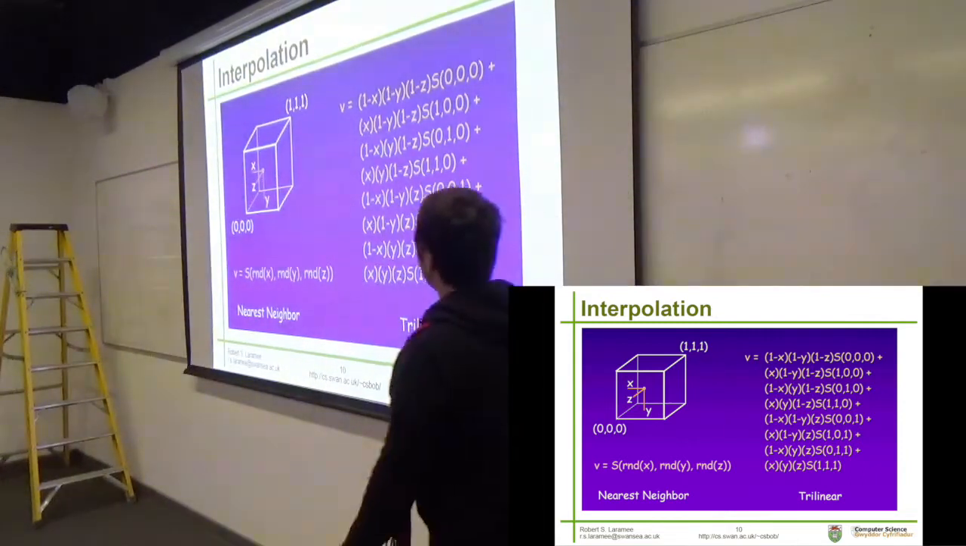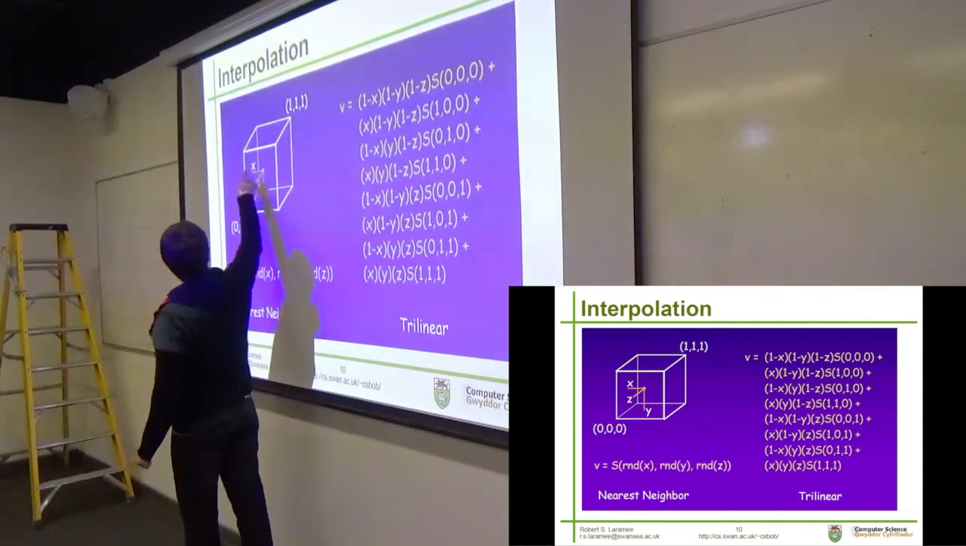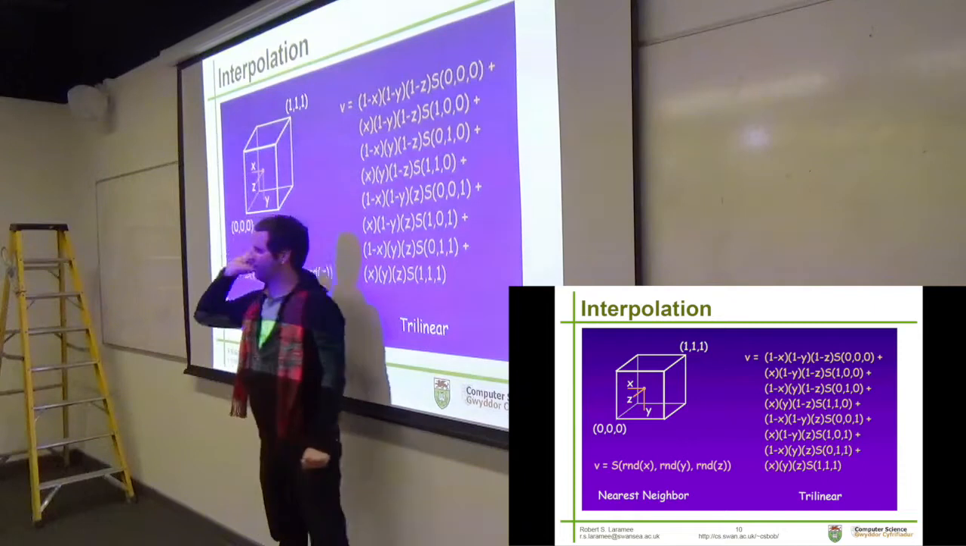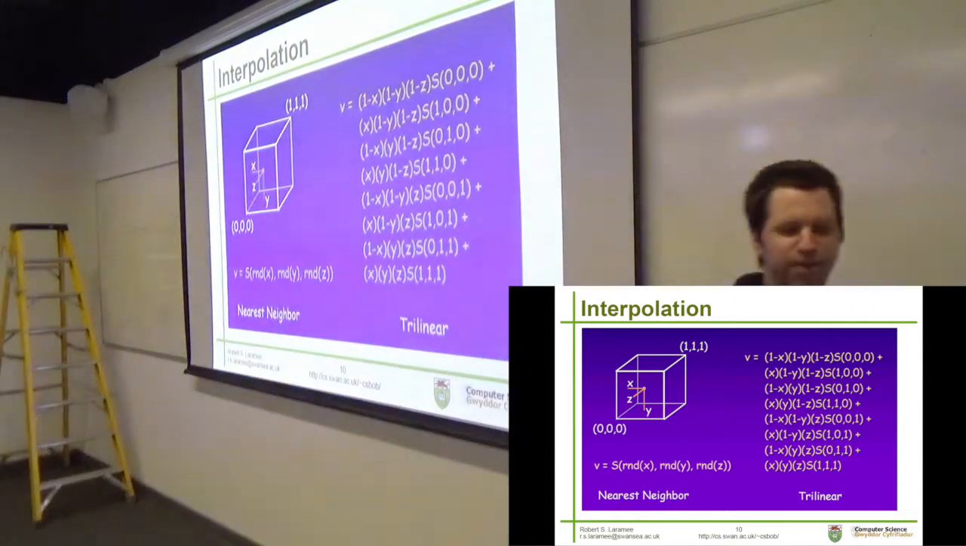The nearest neighbor interpolation just looks at the distance, checks the distance to the 8 vertices at the cell corners, and uses the value at the nearest one.